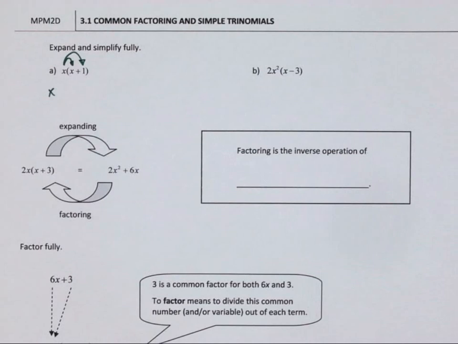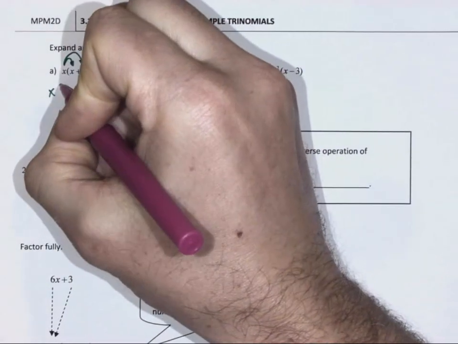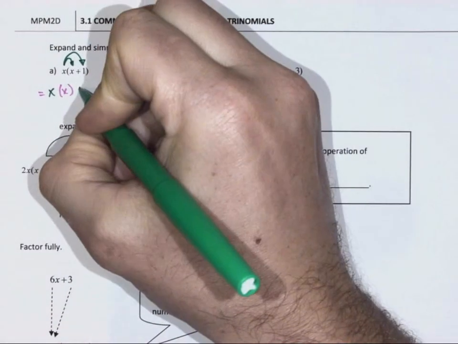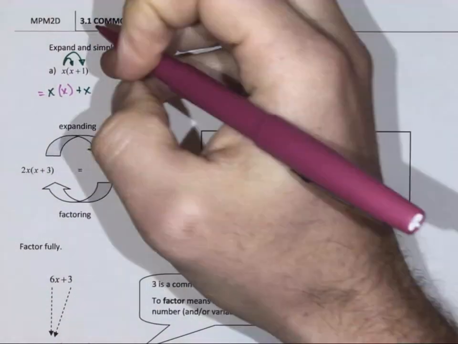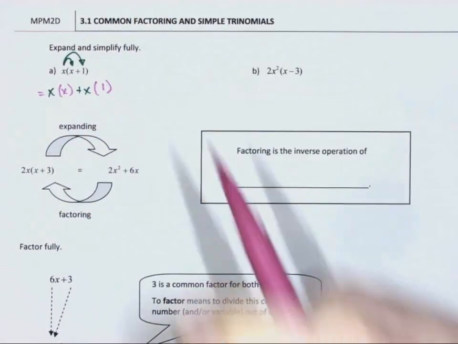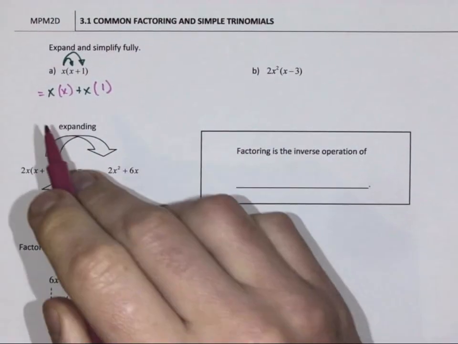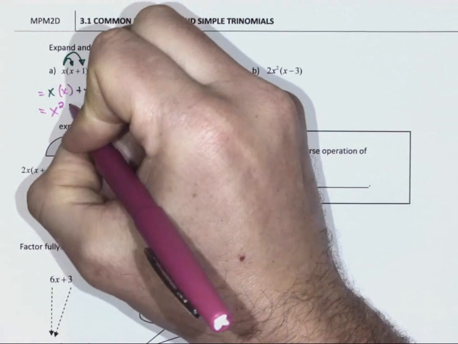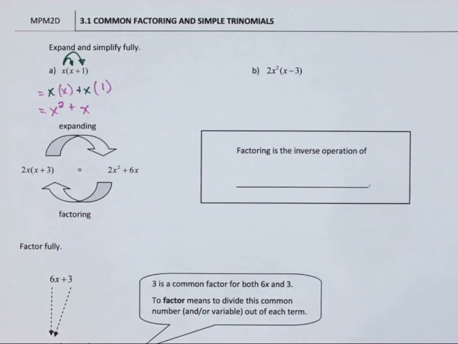So x times x and x times +1. X times x is x squared, and x times +1 is +1x. I don't need to show the 1.